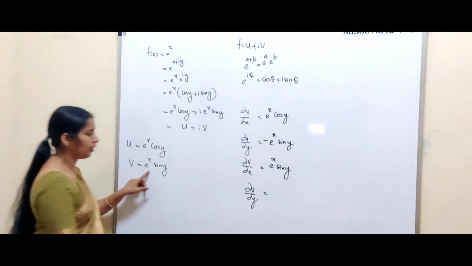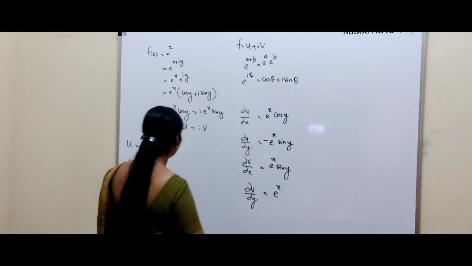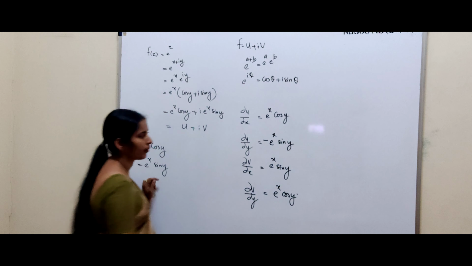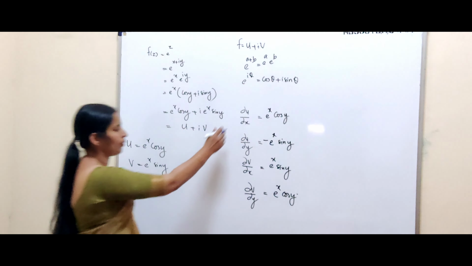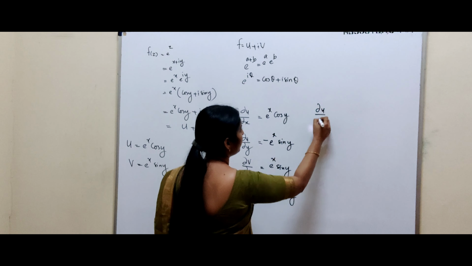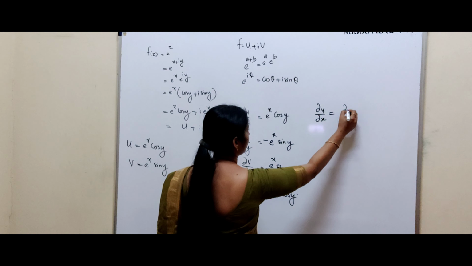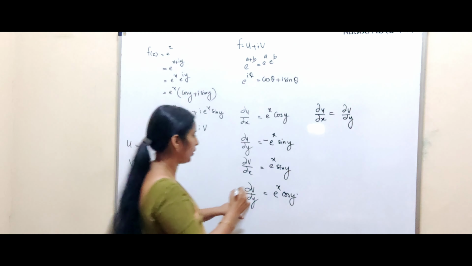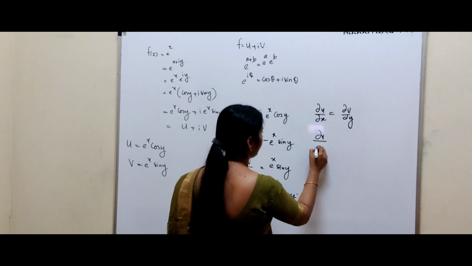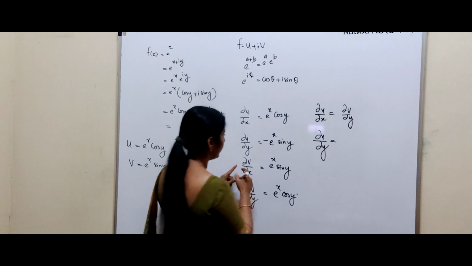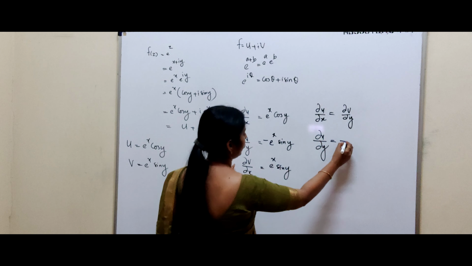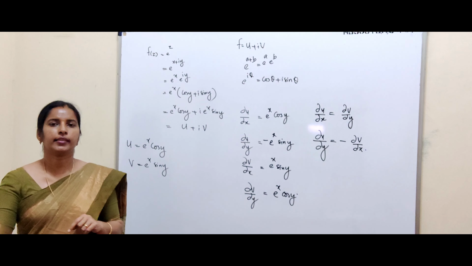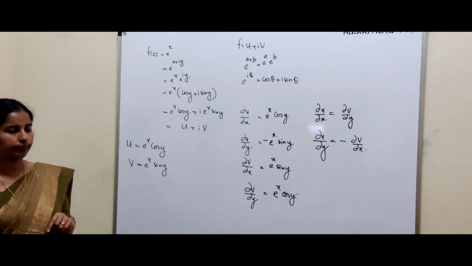For ∂v/∂y, you keep x as a constant. So e raised to x is a constant. Derivative of sin y is cos y. See, from these derivatives, it's very clear that ∂u/∂x is ∂v/∂y, and ∂u/∂y is minus ∂v/∂x. That is, u and v satisfy Cauchy-Riemann equations.